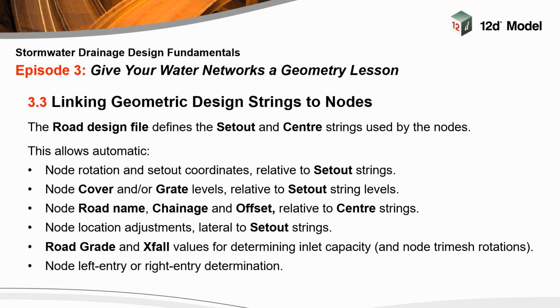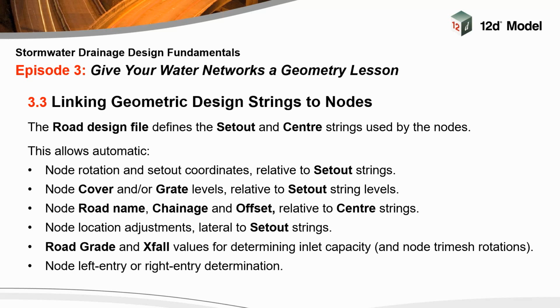One's called a set out string and one's called a center string. And typically a set out string, if you're talking about road drainage, will be one of your curb strings, and we can use the information on that curb string, such as its alignment, or bearing, if you like, and the levels on it, and extract all sorts of useful information out of it.